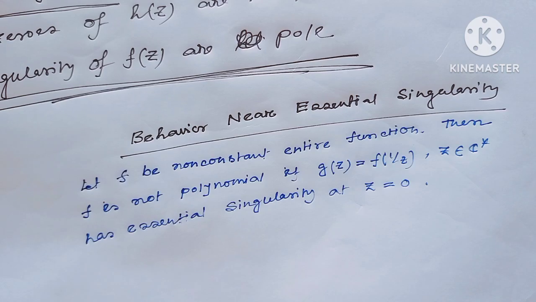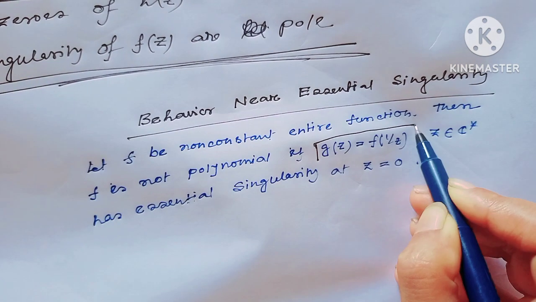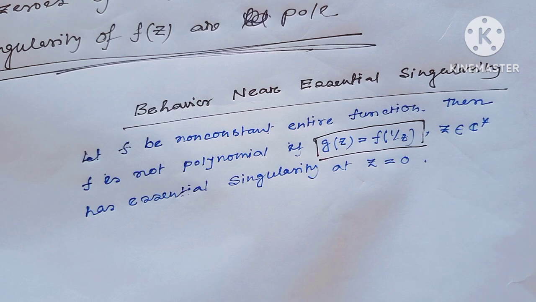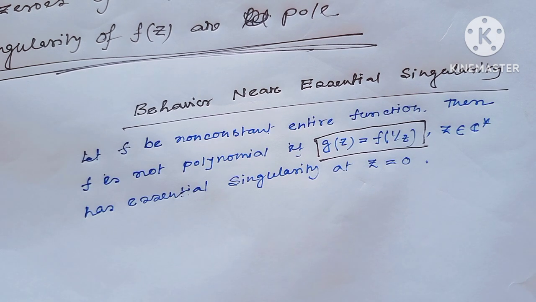Now I will see the behavior near an essential singularity. What is the behavior near an essential singularity? Let f be a non-constant entire function. Then f is not a polynomial if g(z) = f(1/z), where z belongs to the complex numbers, has an essential singularity at z = 0. That is, when g(z) = f(1/z) has an essential singularity, f is not a polynomial.